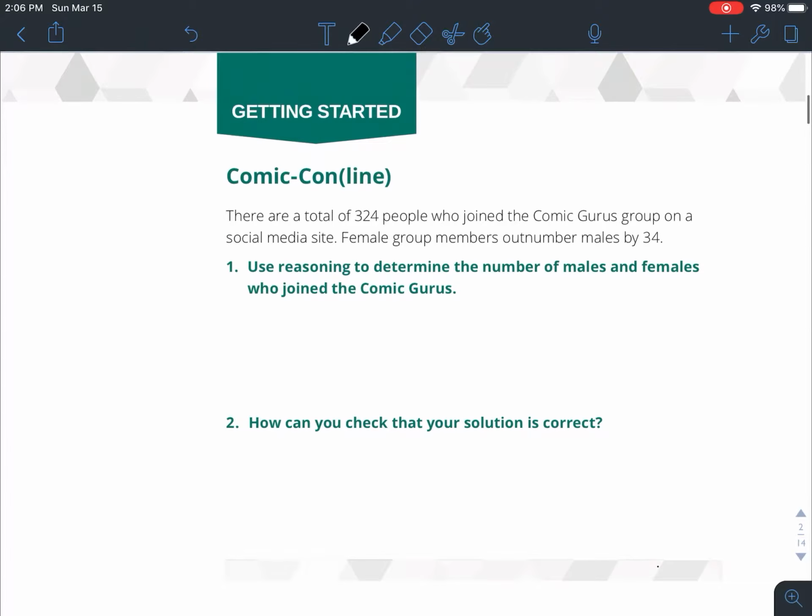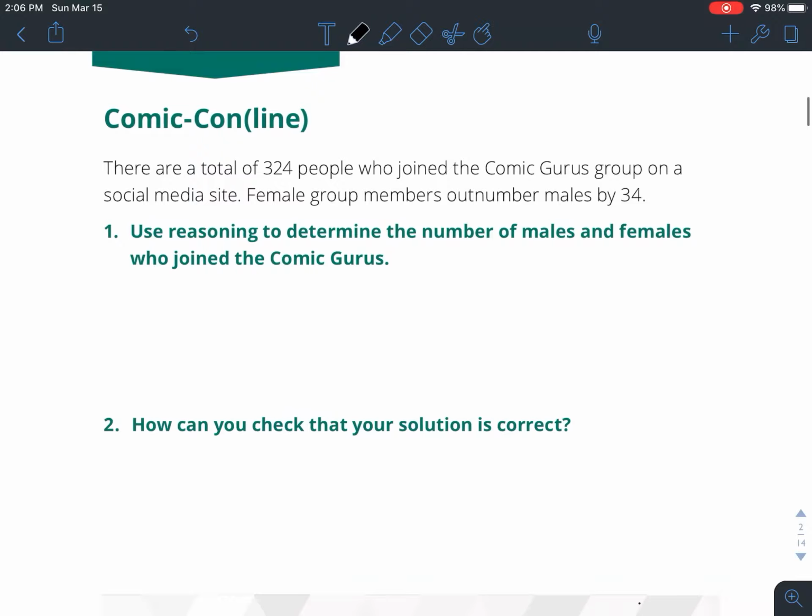Next, we are going to look at the warm-up because 2.1 deals with the warm-up. So we're looking at this. They are talking about Comic Con line. There are a total of 324 people. I'm going to underline this. This is standard 1.1, so being able to annotate, underlining or highlighting is key.